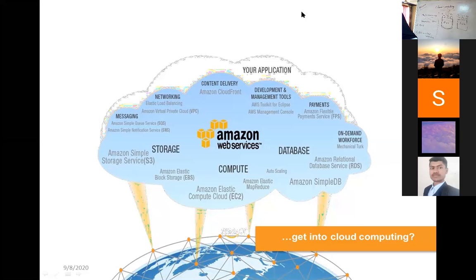Amazon Elastic Block Storage, Amazon Elastic Compute Cloud, and Amazon Elastic MapReduce. These are the compute services. By compute services, we mean these services provide virtual machines for any kind of computing work. You will get a fully configured virtual machine using these services. Amazon Elastic Compute Cloud, EC2, Amazon Elastic Block Storage, Amazon Elastic MapReduce. These are the three compute services that are available.